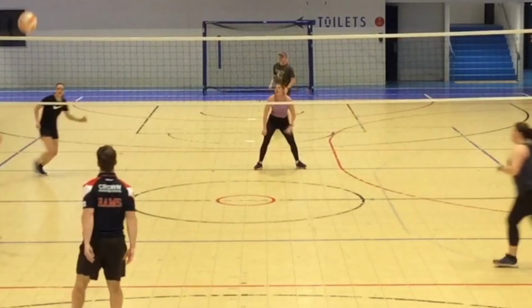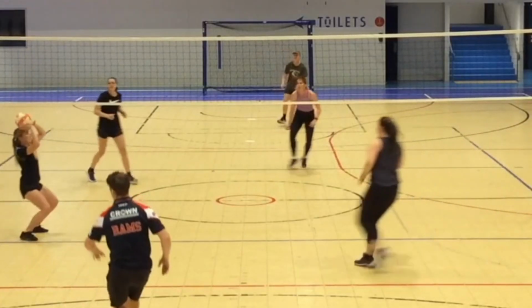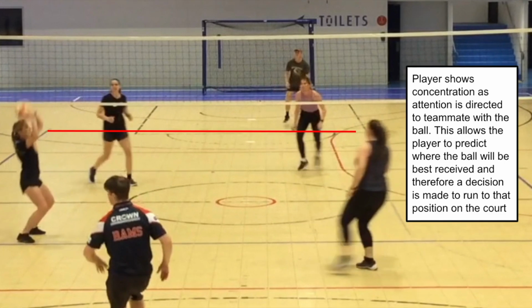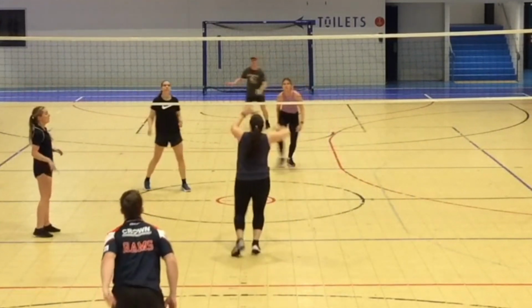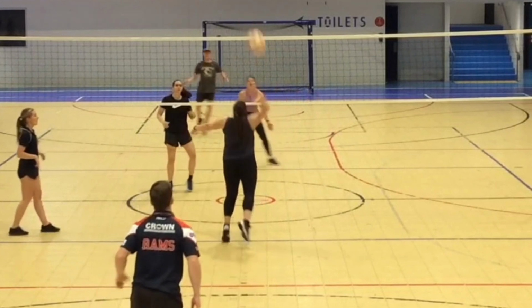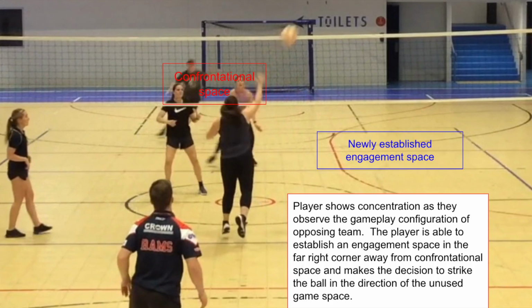Through effective use of concentration, the player is able to analyse the configuration of the players on the opposing team. This allows her to make the decision to use the tactic of striking the ball to the far right corner, away from confrontational space, rather than directly in front of the net where an opposing player stands. This is because the player is able to recognise this area as part of their engagement space.